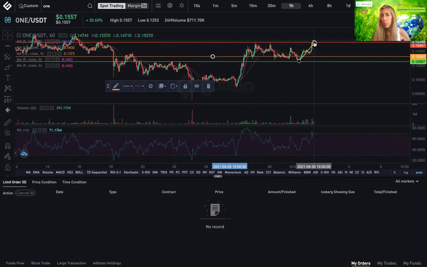So if we don't break out here, it's more likely that we're going to have this support over this next few days, 2-3 days, at just over 13.25 to 13.5 cents. And if for some reason we break down below that, we're still talking very strong at 12.5 cents.